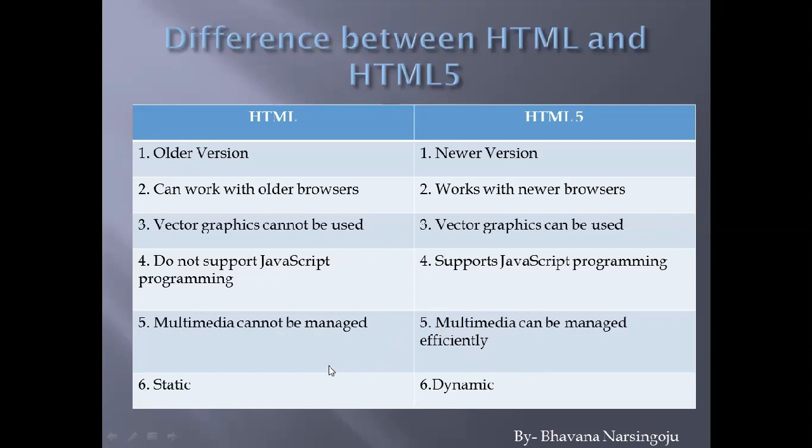So the main difference between HTML and HTML5, to make your web page static or dynamic, to make your web page interactive, is that multimedia can be managed efficiently in HTML5, which cannot be managed in HTML. So this is the biggest difference between HTML and HTML5. You know well what multimedia is, like images and videos, which you can add into your web pages by using the HTML5 flavor, whereas in HTML it's not possible to add multimedia.